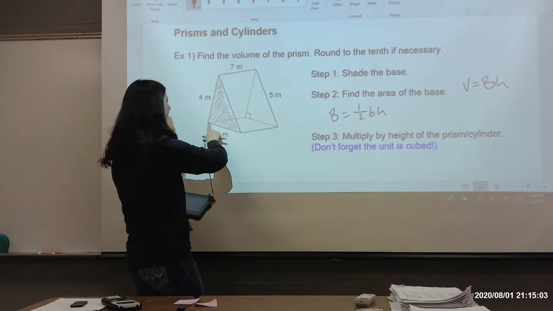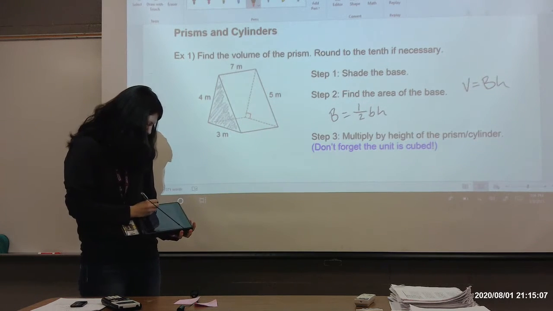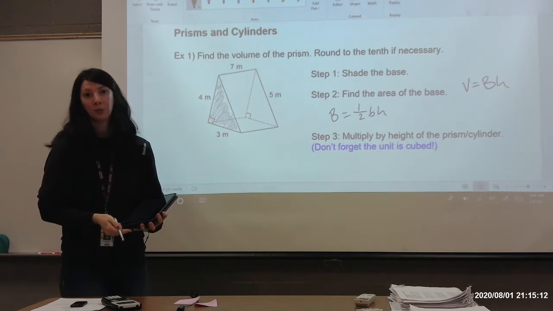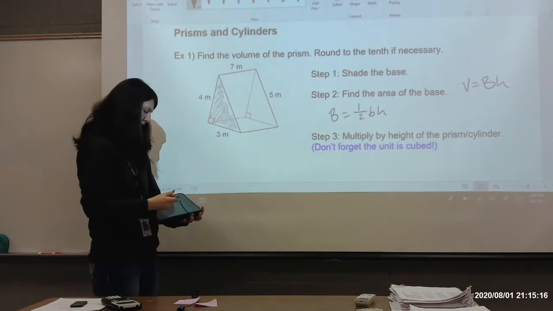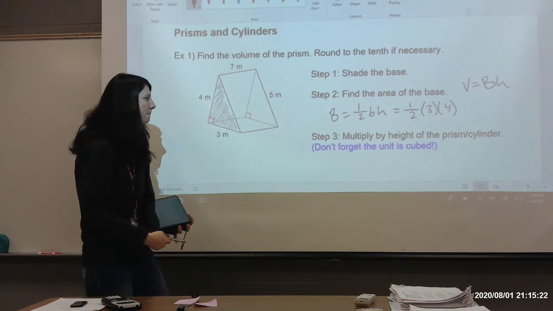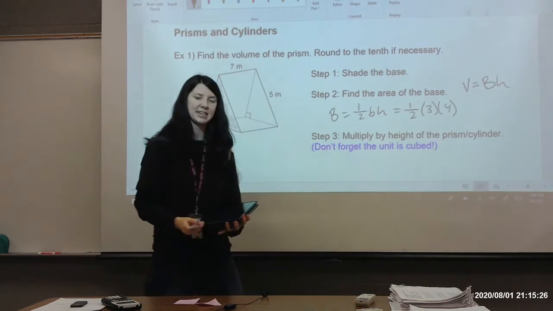So our base and height are always at right angles, and we can see that this right angle is here, which means it's also over here. So if your base and height are not at a right angle, then they're not your base or height, okay? So 3 and 4 is our base and our height. So that would be 1/2 times 3 times 4. Half of 4 is 2 times 3 is 6.